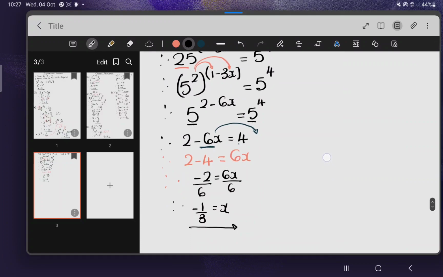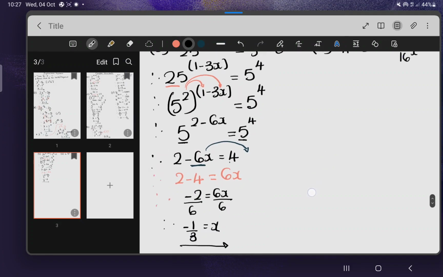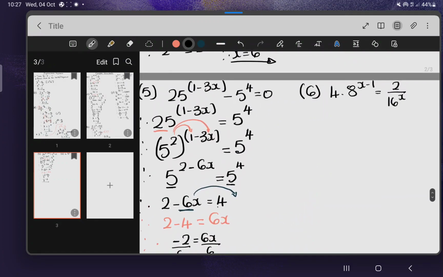So remember, how many times does 2 go into 2? It goes 1 time. How many times does it go into 6? It goes 3 times. So now we have this question here: 4 times 8 to the power of x minus 1 is equal to 2 over 1 over 16.